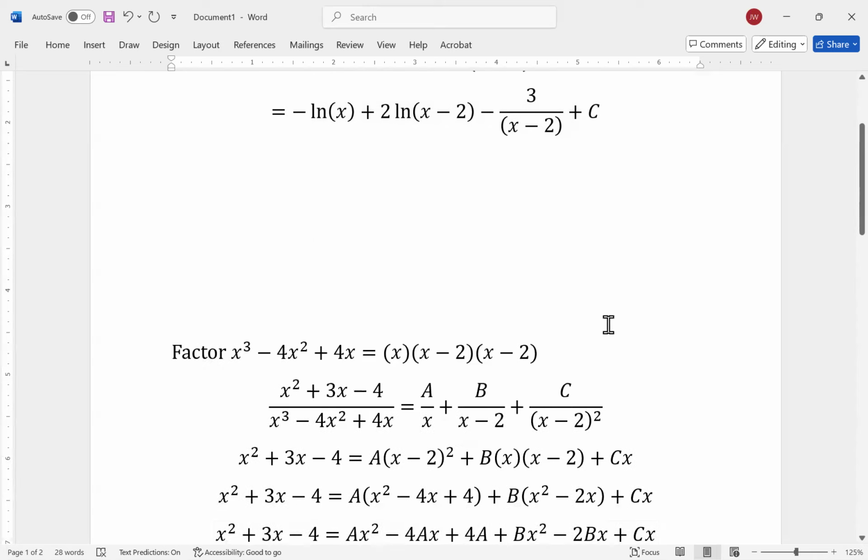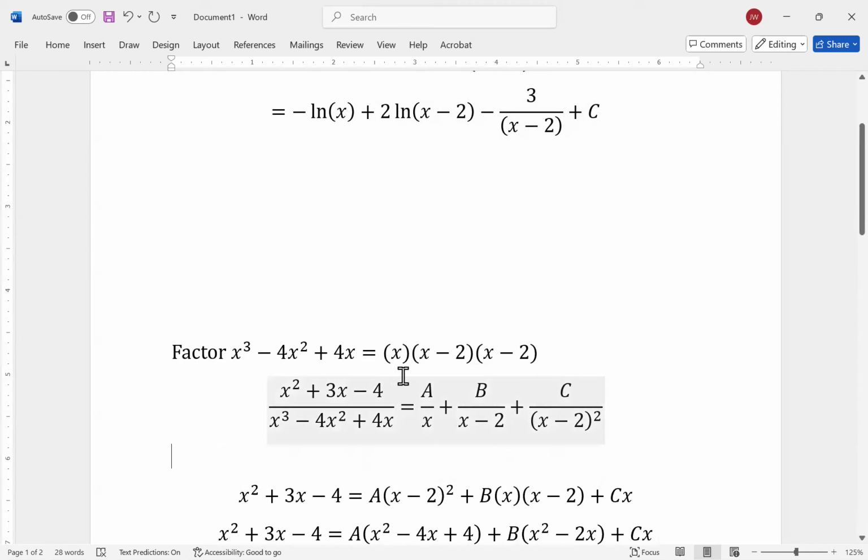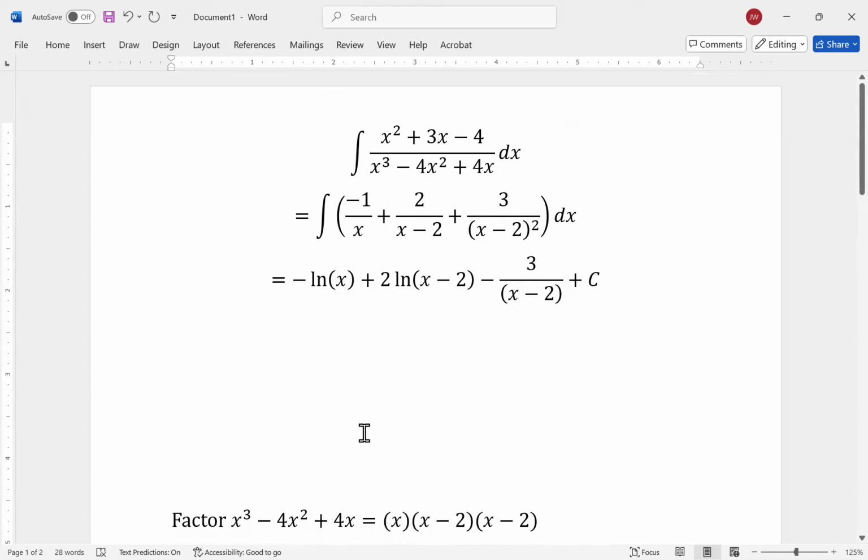And the key part there was how we broke it up. So breaking this up into A over X, that's a distinct piece. X minus 2, that's another distinct. And then I have another copy of X minus 2, so I go X minus 2 squared in the denominator. So that factoring and that breaking up was the key part. That's kind of combining examples 3, 4, 5, 6, 7 there, those ideas.